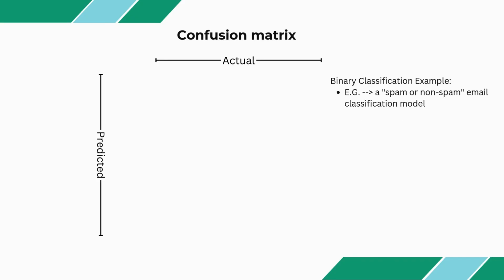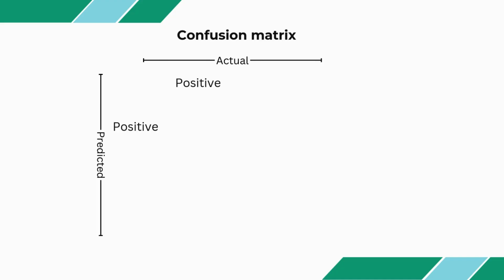Let's take an example of binary classification wherein we want to check whether an email is spam or non-spam. Let's first discuss positive cases, which means you predicted something to be positive and it turned out positive. And then we'll discuss negative cases, which means you predicted something to be negative and it turned out negative.